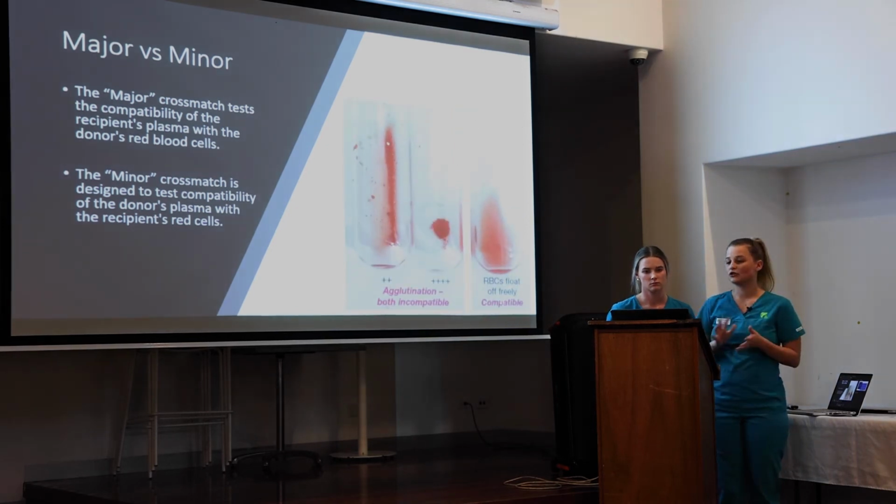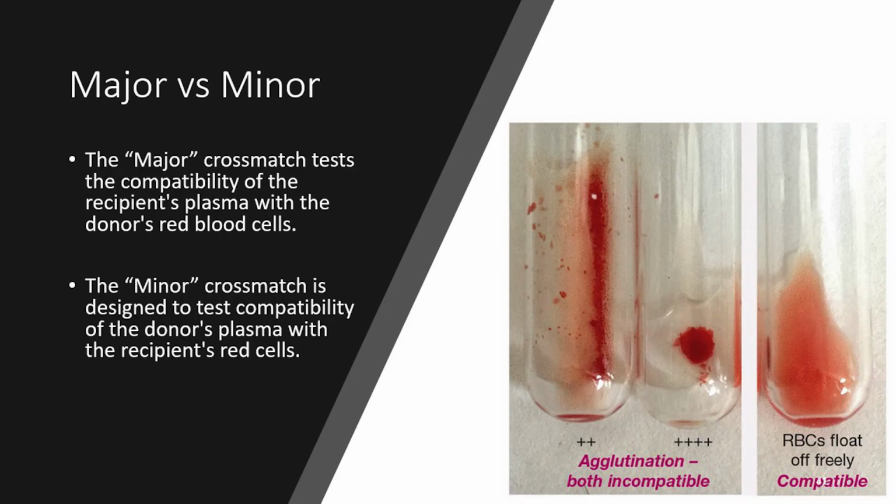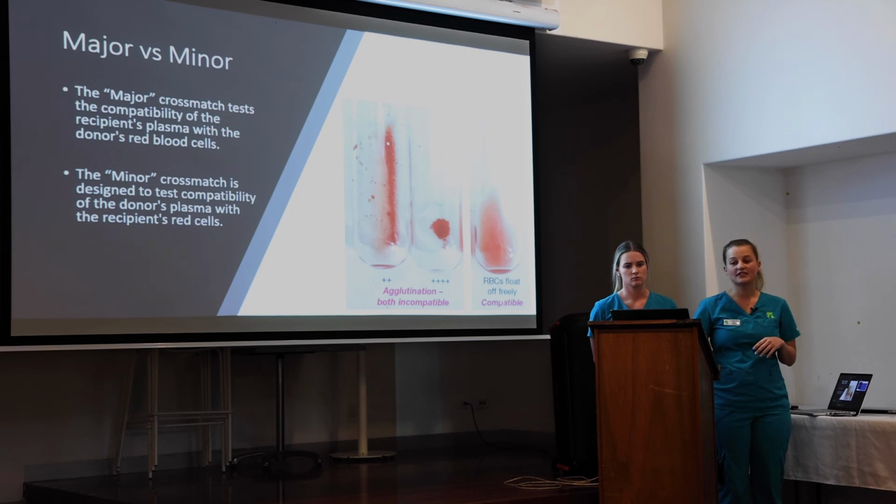If there is agglutination during a major cross-match, this indicates that the cross-match is incompatible and the donor should not be used for this particular recipient. Whereas if there's agglutination during a minor cross-match, it is preferable that washed or packed red blood cells from this donor be administered over whole blood. This is to eliminate any likelihood of antibodies from the donor affecting the recipient's red blood cells during transfusion.